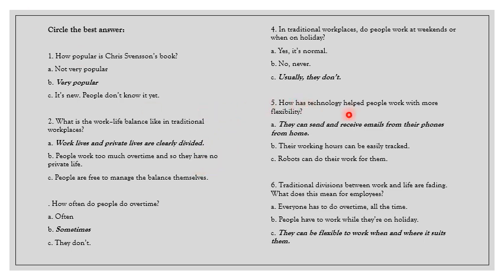How has technology helped people work with more flexibility? They can send and receive emails from their phones from home. Okay, and also the speaker mentions this clearly. And the last question, traditional divisions between work and life are fading. What does this mean for employees? The correct answer, they can be flexible to work when and where it suits them. And this is clear when the speaker says many employees now have more freedom to do their work from different locations and different times. Okay.